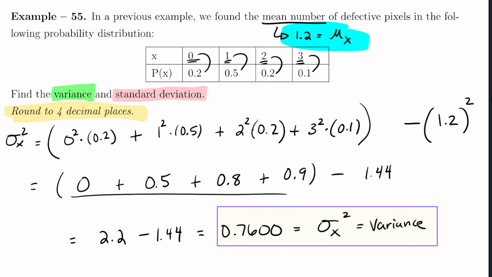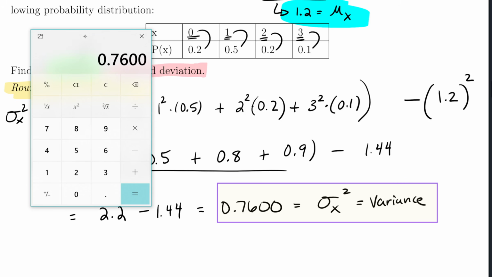And now we're almost done. We've got the variance. We do need the standard deviation, but once you have the variance, it's just the square root of the variance. So let's get our calculator out. Now everybody's calculator looks different, but you can see on my calculator here is my square root button. So I'm going to do the square root of 0.7600. I get this value.